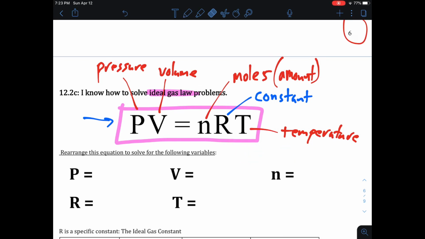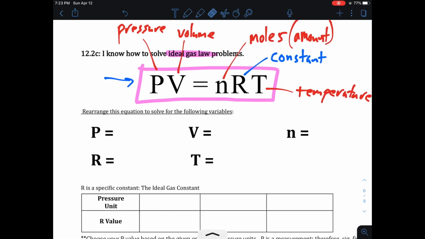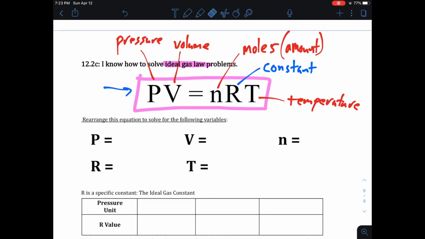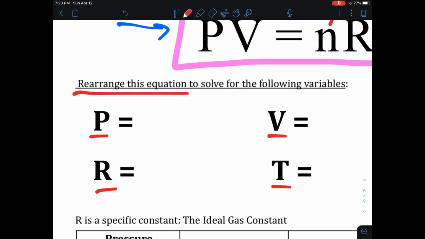All right. Take a moment. You can pause the video because I'm not going to pause for you. And I'd like you to rearrange the equation to solve for each one of these things: pressure, R, V, T, N, and so forth. So take a moment, pause the video, because I'm going to start working at it.